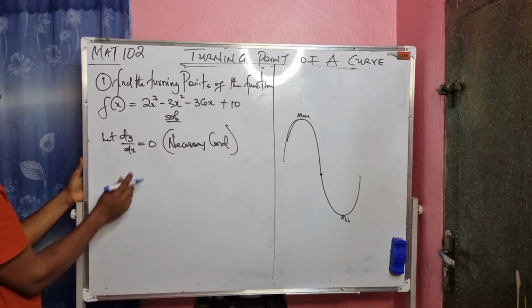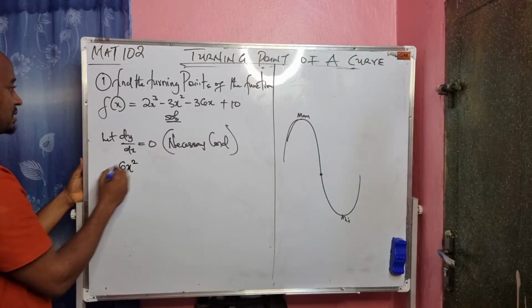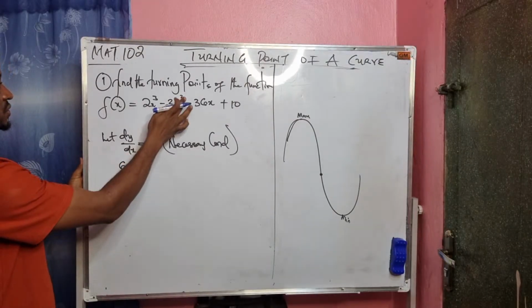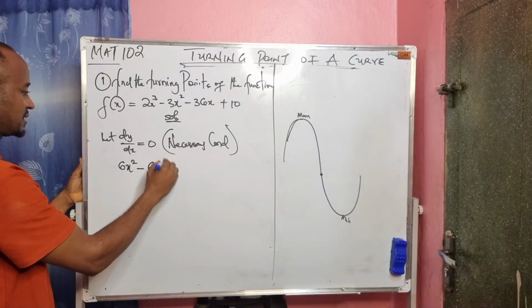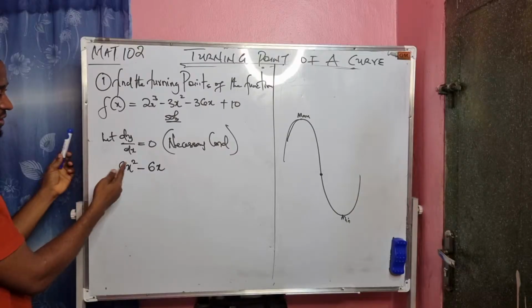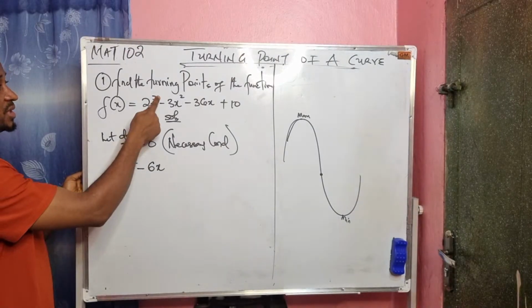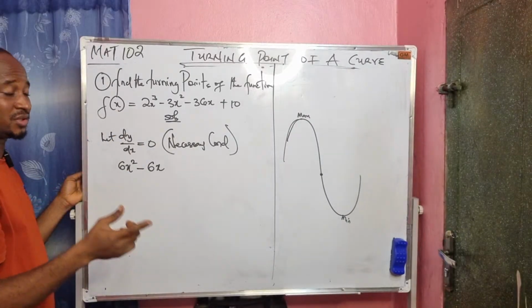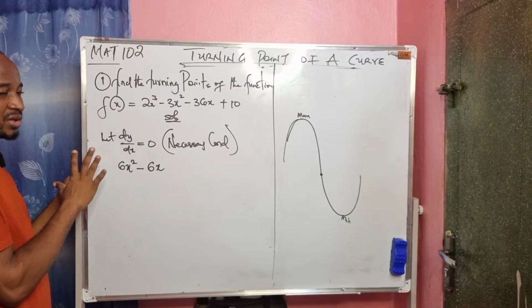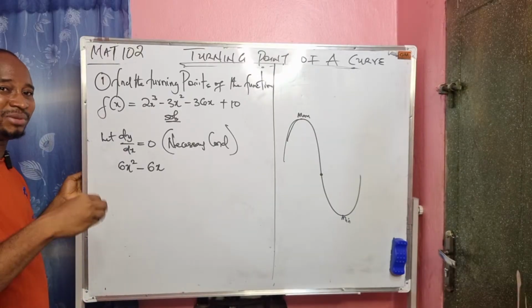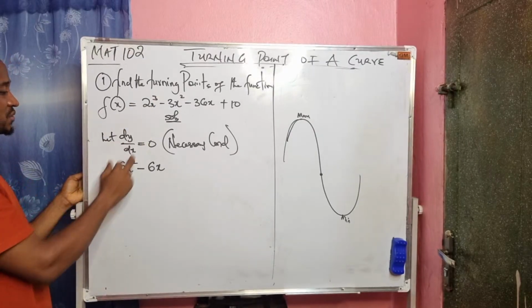3 times 2 will give us 6, so here we have 6x squared. Then minus 2 times 3, which is minus 6x. Don't forget, why do we have squared here? When you multiply 3 by 2, we have 6, and the rule says subtract 1 from the power. Please go back to the previous class, those of you that missed my class on differentiation. I won't be talking about differentiation today; I'm talking about the applications of differentiation. Please take note.